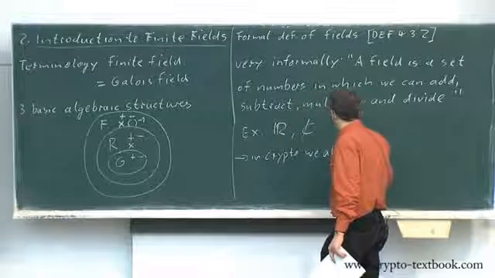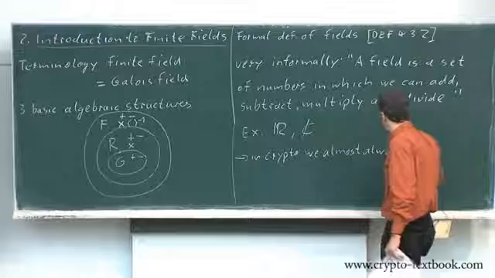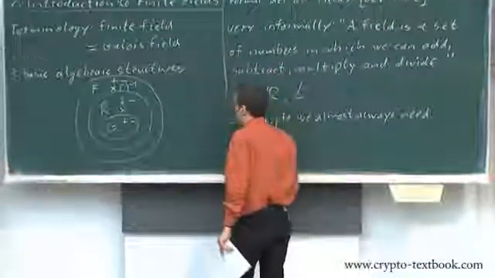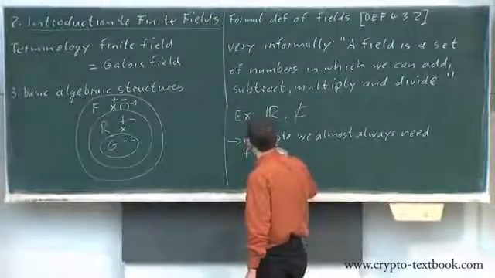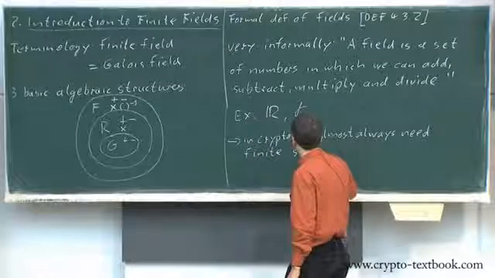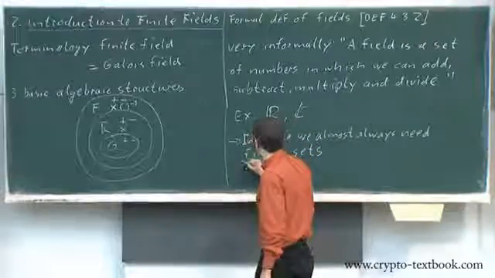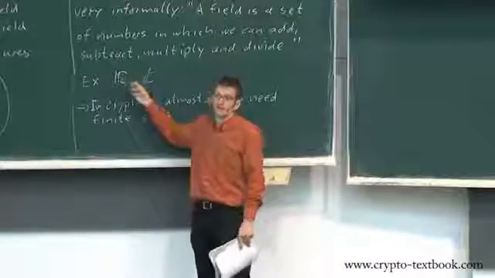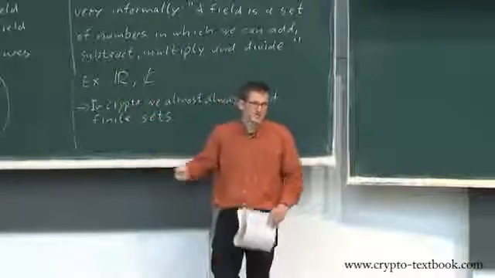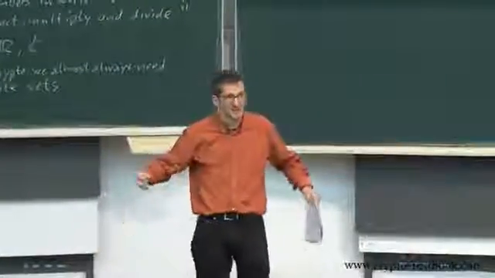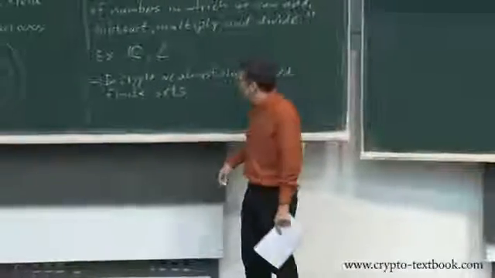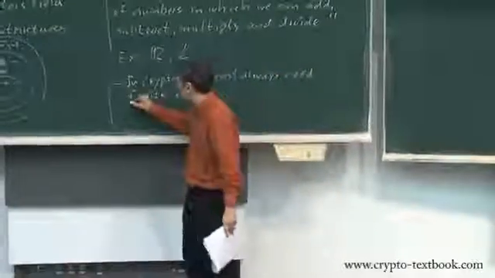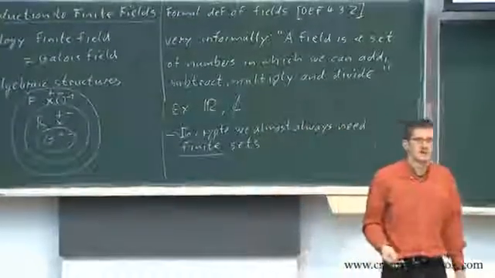We almost always need finite sets. One feature of the real numbers and the complex numbers is that there are many of them, infinitely many. You will never end when you start counting them. In cryptography, this is a general statement: almost always, you want to deal with a finite set of numbers.